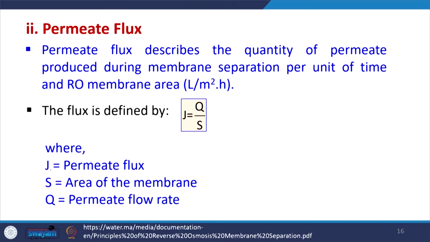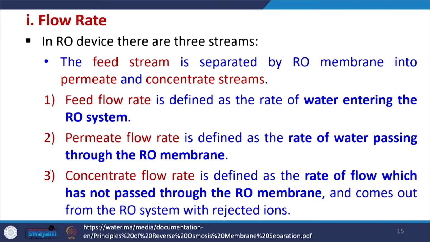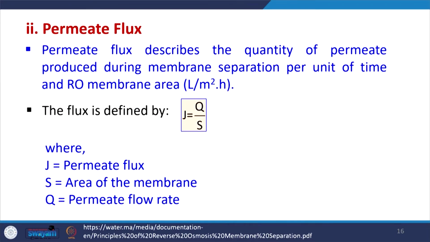Now, the permeate flux. The performance will depend upon the flow rate or any of these fluxes, concentrate or permeate, and this will be dependent upon the pressure under which we are operating, as well as the different physico-chemical characteristics of the membrane itself. Now, the permeate flux is the one which we desire the most. Permeate flux describes the quantity of permeate which is produced during the membrane separation per unit time and per unit RO membrane area. This has already been defined earlier also.